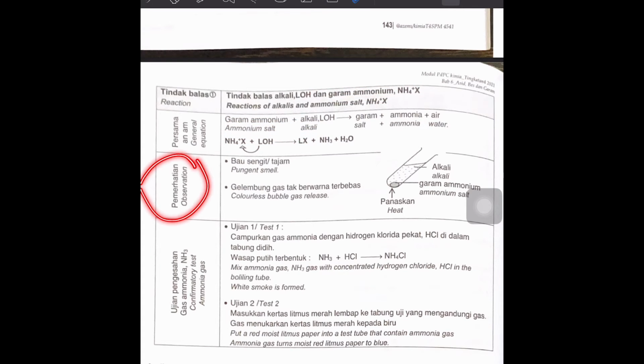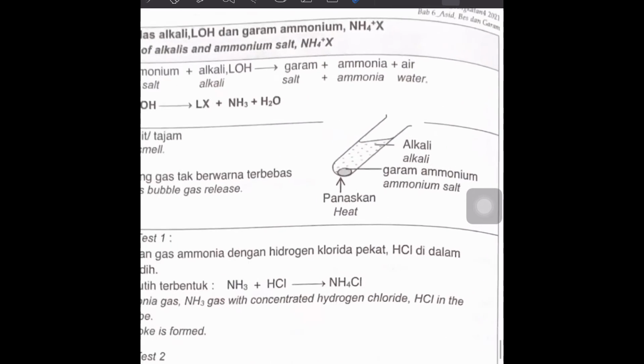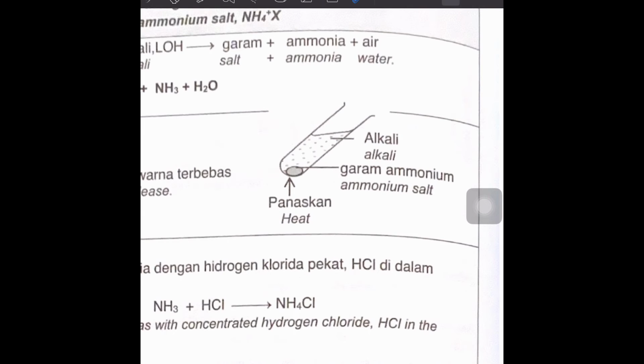So what are the observation? Observation are yang kita boleh lihat, yang kita boleh hidu, begitu kan? So in this reaction, memandangkan ada ammonia, hasil dia ada ammonia, so ada pungent smell, bau yang tajam. And also colorless bubble gas will be released. This is the reaction over here. You will have ammonium salt, dipanaskan together with your alkali.